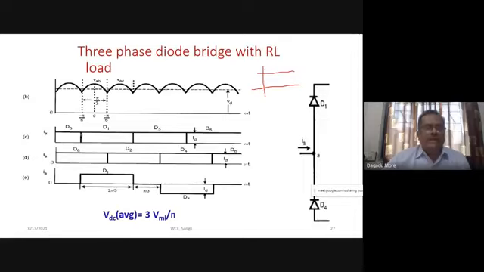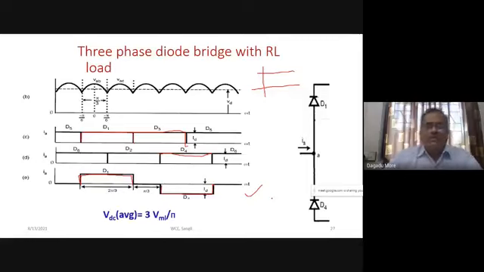Here we have seen that D1 is conducting for 120 degrees. Similarly, after that, D3 is conducting for 120 degrees, and D5. So here D1 is conducting for 120 degrees, so positive current for 120 degrees. D4 is conducting for 120 degrees, so negative current for 120 degrees. So this is the case for A phase. Similarly, we can go for the others.